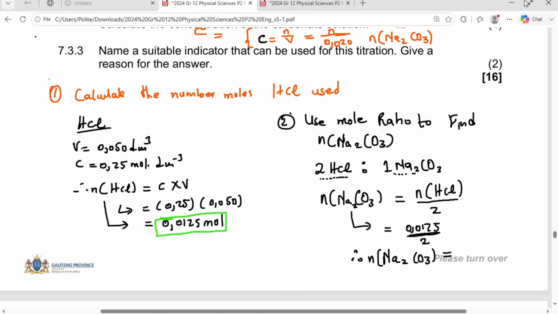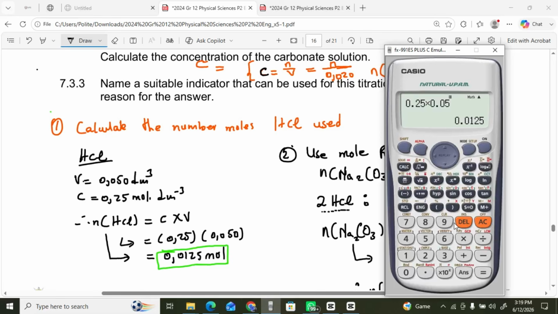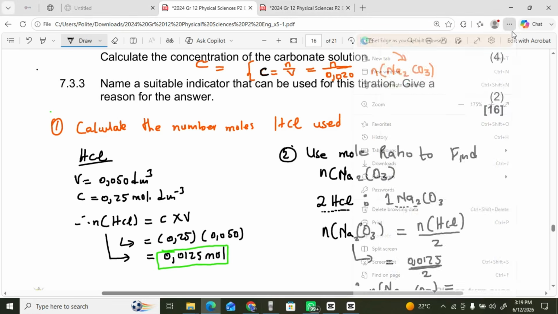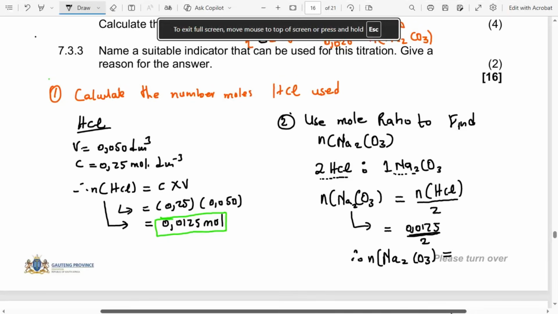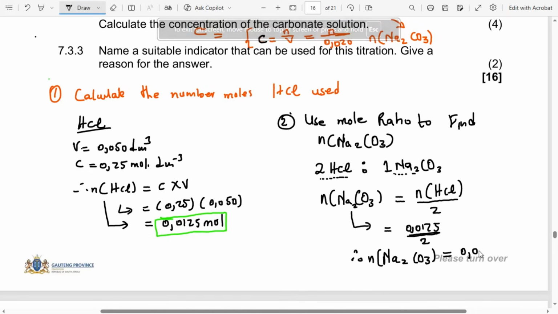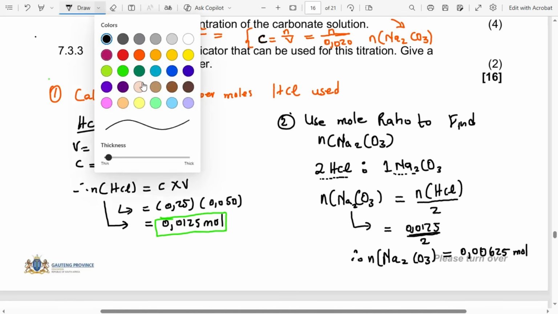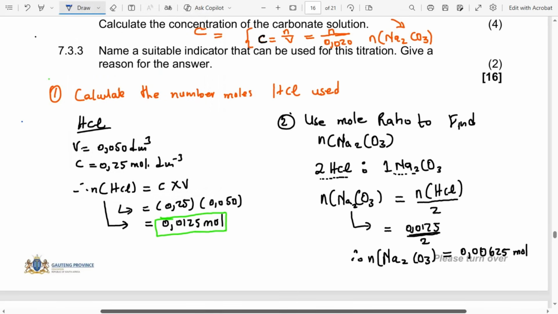Just go to your calculator, because you still have that as your answer. Divide that by 2 and see what we get. Okay, so we get a lot of zeros: 0.00 then 625. After the decimal point, 2 zeros, then 625. So this will be 0.00625 mole. Wow, I think you can also see how beautiful this is. This is physics, you just have to be creative. Boom. This is the number of moles.